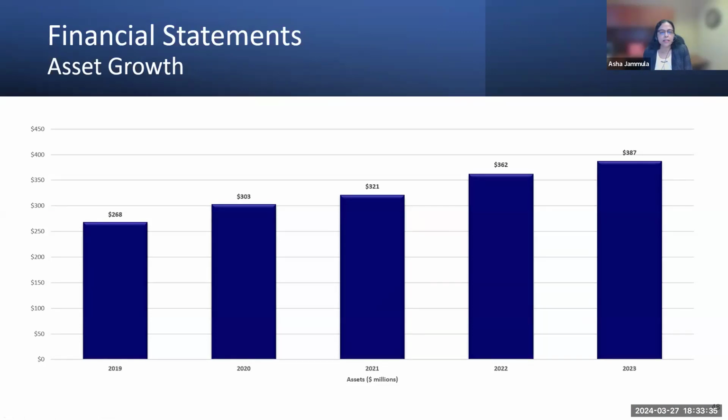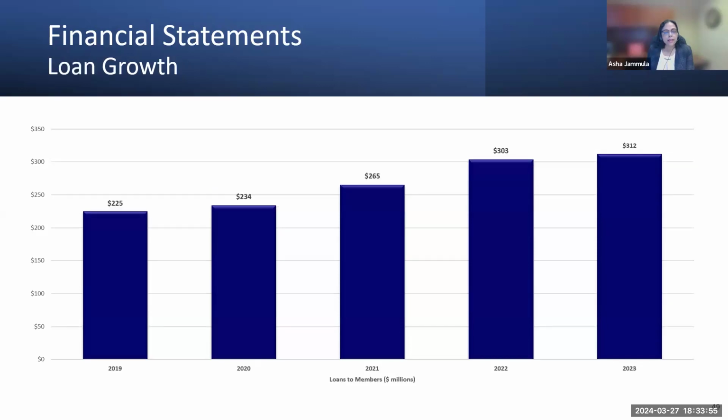We will begin with our statement of financial position, which is found on page 3 of the audited financial statements. This statement displays remarkable growth with assets from 362 million to 387 million, marking a notable increase of 24 million or 6.69%. We saw significant growth in our lending portfolio during 2023. Loans grew from 303 million to 312 million, an increase of 8 million or 2.79%. This growth was mainly in residential mortgages and commercial portfolio.